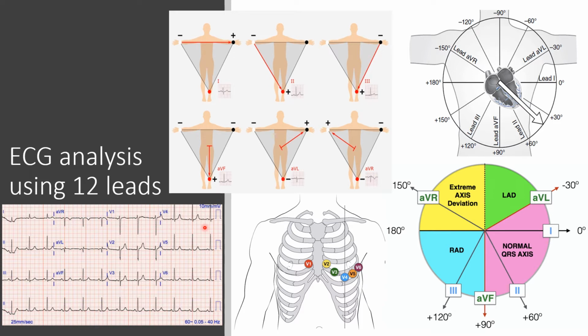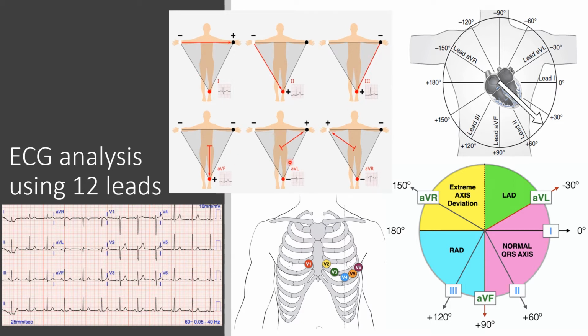An EKG could actually be analyzed using 12 different leads. The first 3 leads, we refer to them as 1, 2, and 3. Those are called the bipolar leads. And you can see that for these 3 leads, you usually have a negative electrode and a positive electrode. So for example, for lead number 3, the negative is going to be on the left wrist and the positive is going to be on the left ankle, etc. So those are the first 3 leads that we usually use.